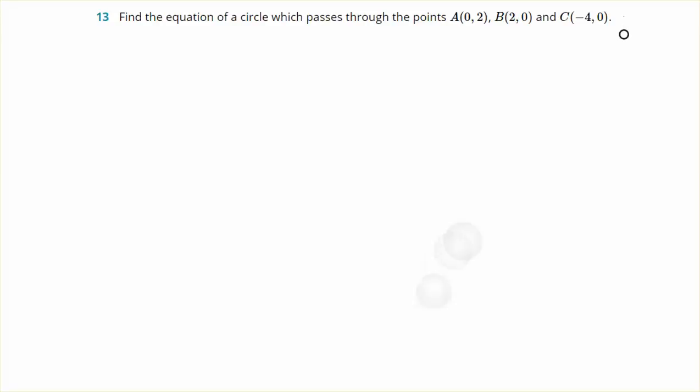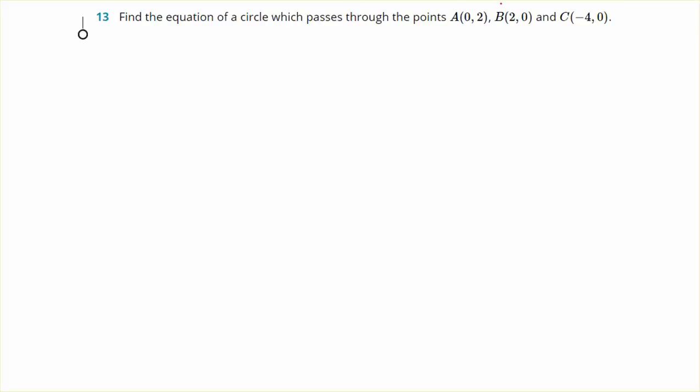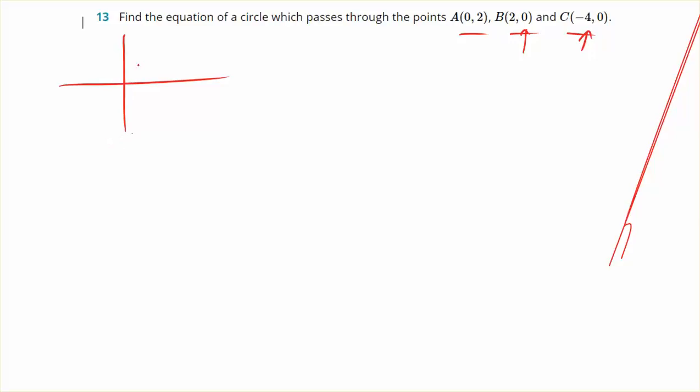For year 11 methods, we're going to look at question 13 of exercise 14e. This is a question where we're given 3 points on a circle and we're trying to find an equation of it. If we look carefully before we even start the question, we can see 2 points are actually x-intercepts of a circle.